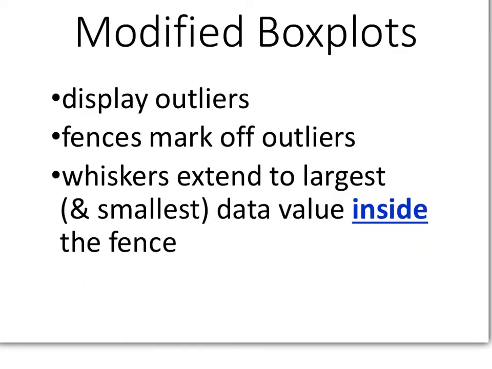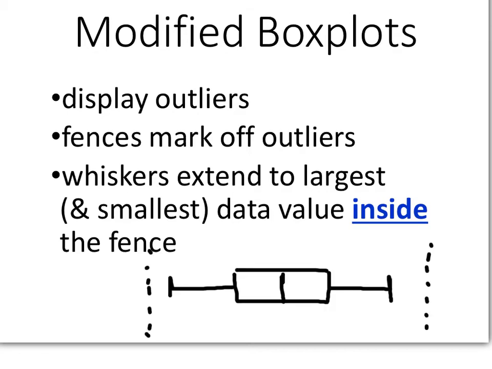So I said on modified box plots we'll display those outliers for us, and we're going to have some fences that mark off those outliers. Those are going to be dotted lines. And whiskers will extend to the largest and the smallest data value inside that fence. So the picture might look something like this.